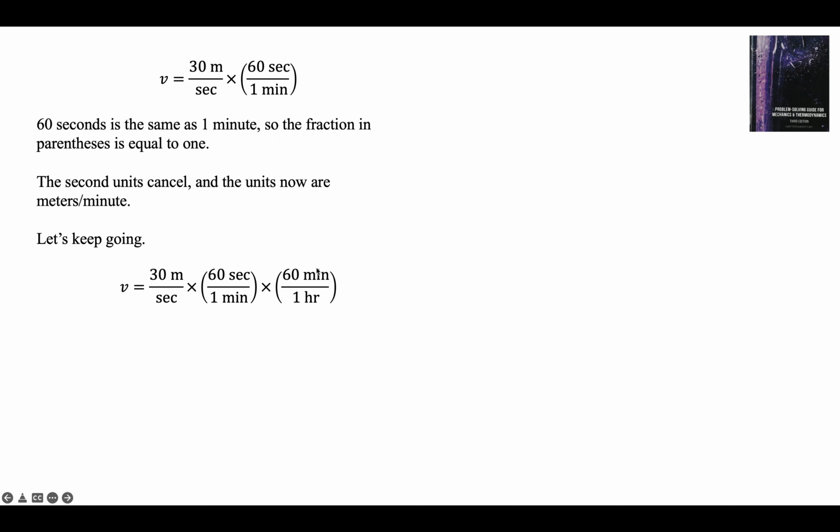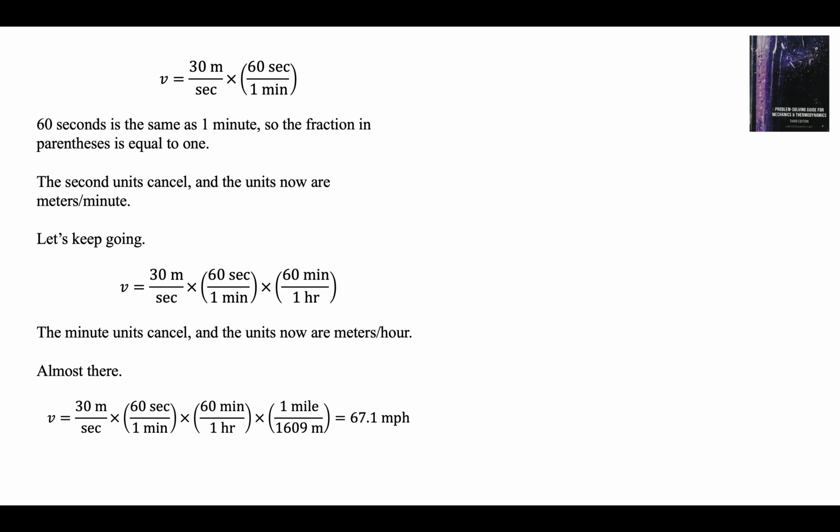So now there's 60 minutes in 1 hour. Now we cancel the minute units, and we have meters per hour. So we're almost there. We want to get rid of the meters. We put those in the bottom. And it happens that there's 1,609 meters in 1 mile. And now we have the answer.